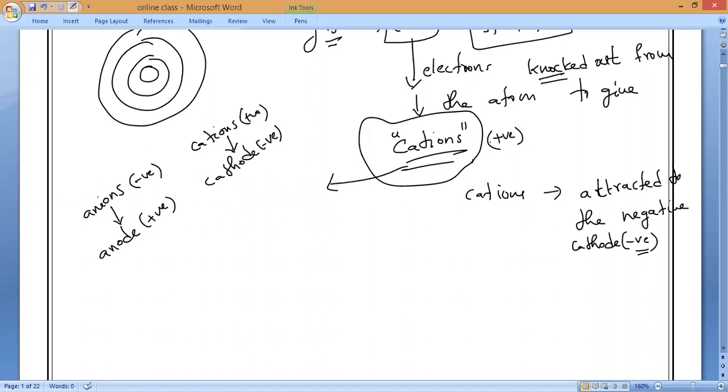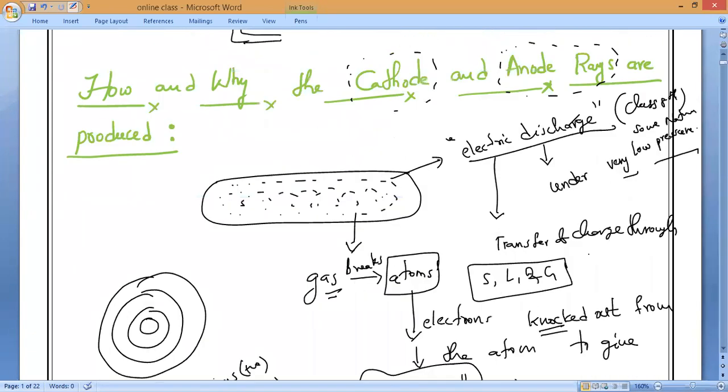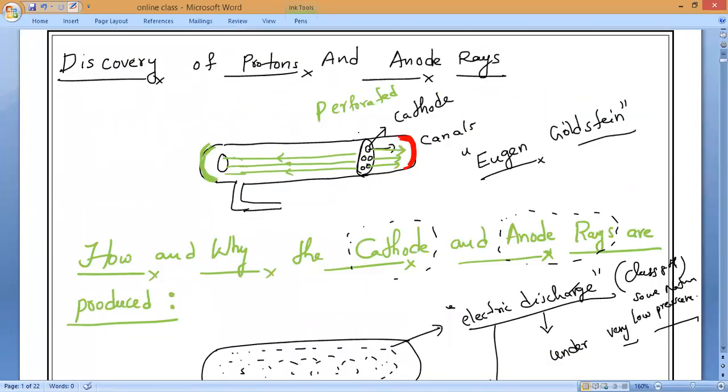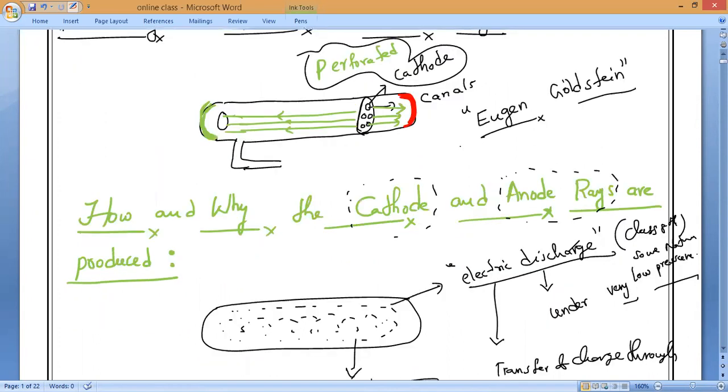These cations are attracted to the negative cathode. As we know, in this experiment the cathode is not just a cathode. What cathode have we taken? We have taken the perforated cathode. So what will happen? All the cations will come towards this cathode and some of them will pass through it. Are you clear, everybody? So they pass through the holes or canals.